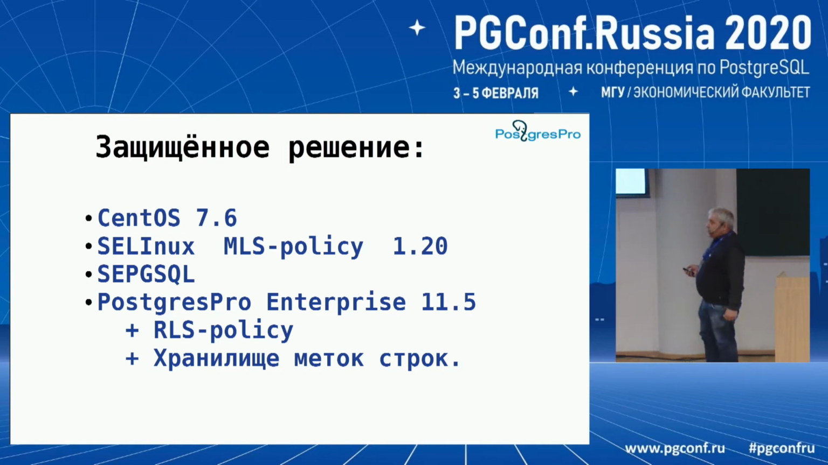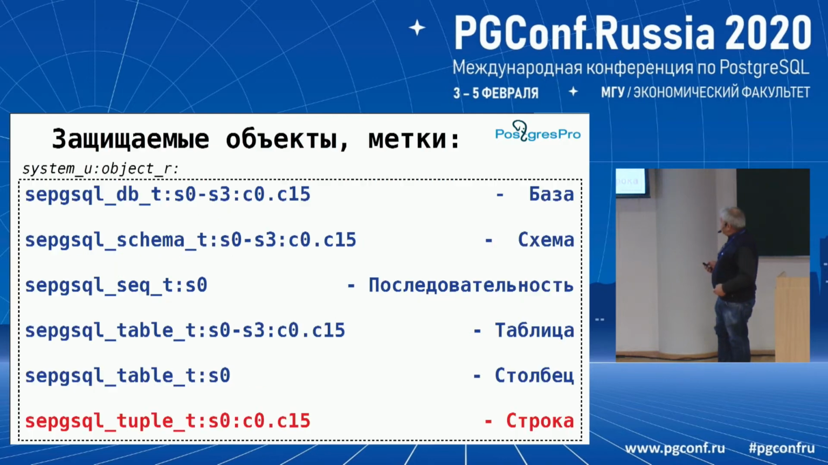So, this is our solution. CentOS 7.6. SELinux was already described by Valery, but we also needed multi-security policy. It provides for multi-level security. sepgsql is a monitor from Linux in Postgres. We selected Postgres Pro Enterprise, although we could use vanilla and standard, it's not important here. RLS policy. It was mentioned already, and in principle, we have to store the string labels somewhere. So, I'd like to speak about it.